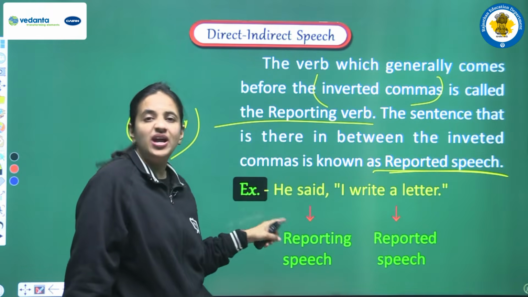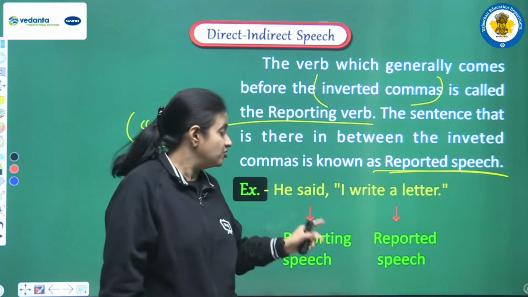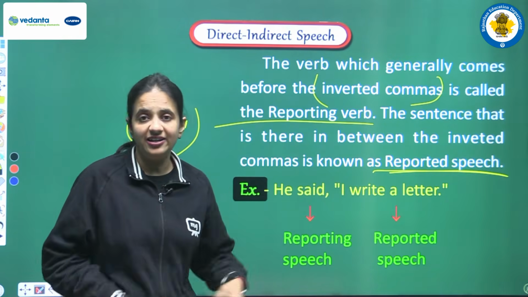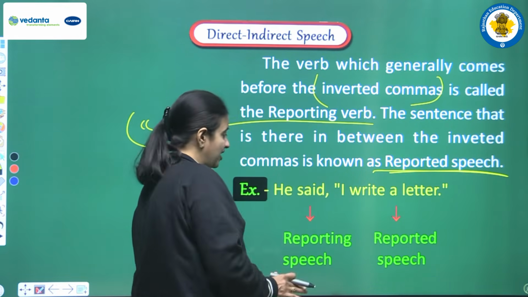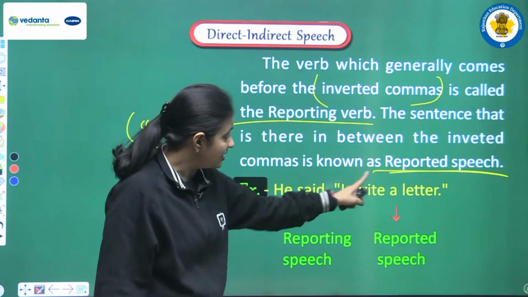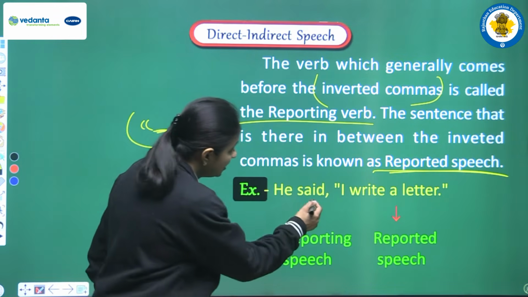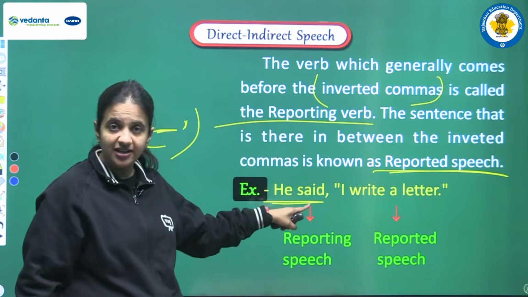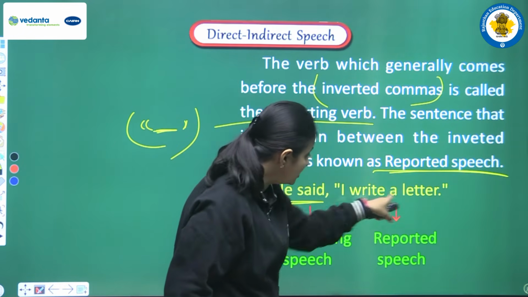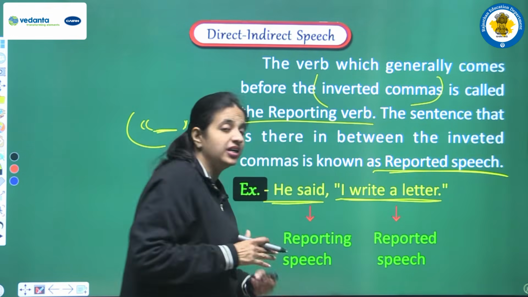Okay, so now finally we have one example here, one sentence related to direct speech. After reading this sentence we will have a better understanding of this topic. So let's see the example we have here. He said, "I write a letter." Here we can observe that in this sentence we have two clear partitions, two clear parts. One part is "he said." After that we have one comma, then two inverted commas and one sentence that is between the inverted commas. So in this manner we have two clear partitions.